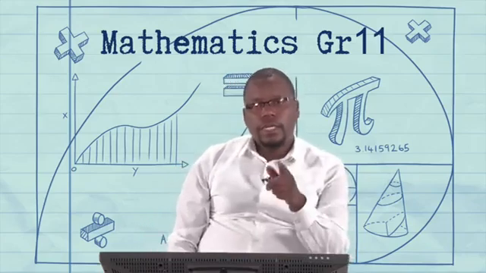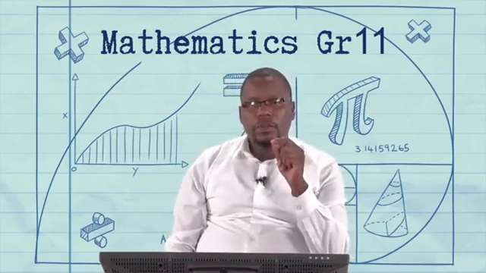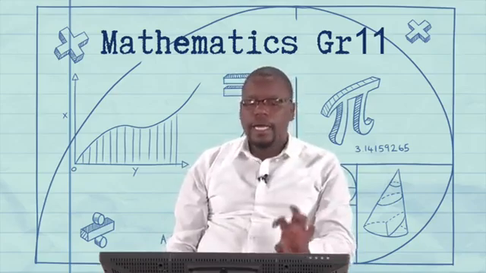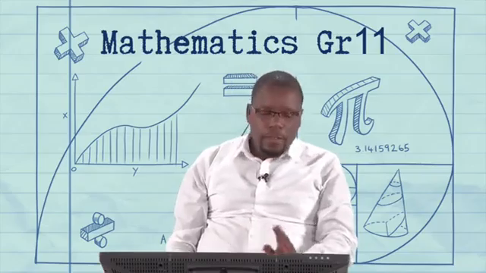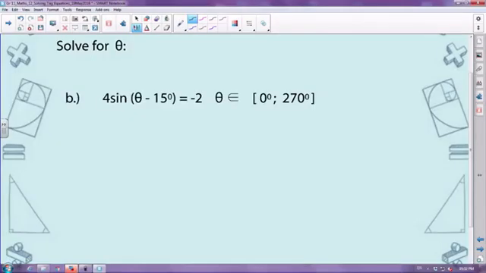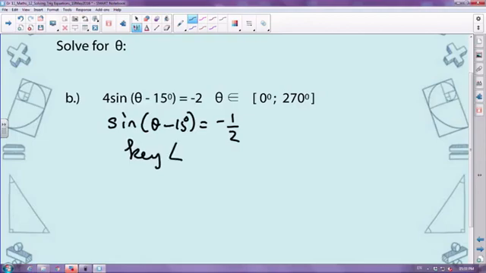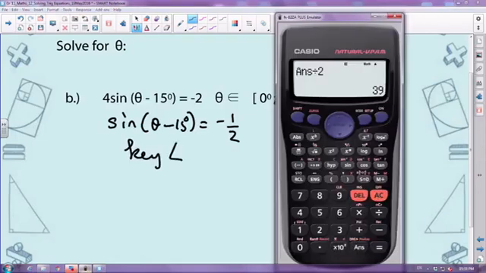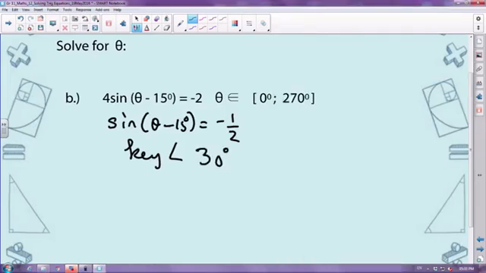All right, guys, let's just check again. We make sure that the trig ratio is the subject of the formula, the sine of something, cos of something, or tan. So in this case, you've got a 4. You divide by 4 throughout, you'll have your sine of theta minus 15 degrees is negative half. Now, next you find your key angle or your reference angle. You say shift sine of 0.5 and you get 30, right? So your key angle is 30 degrees.